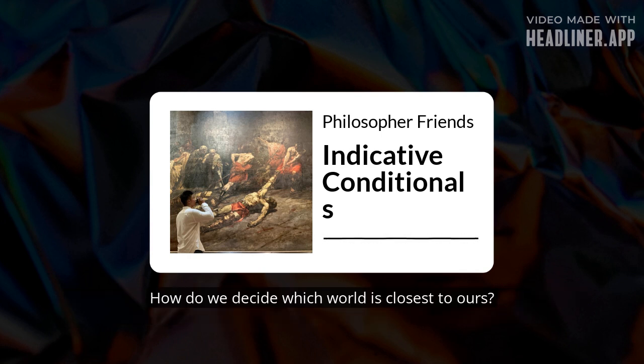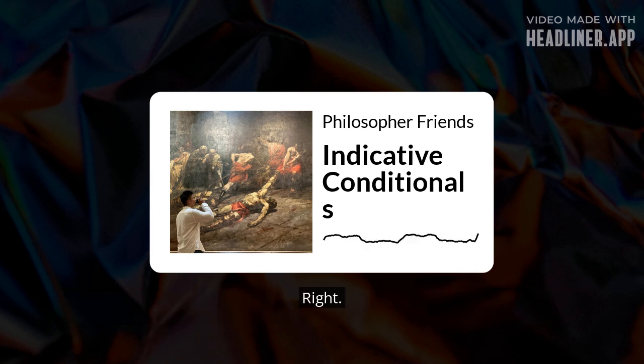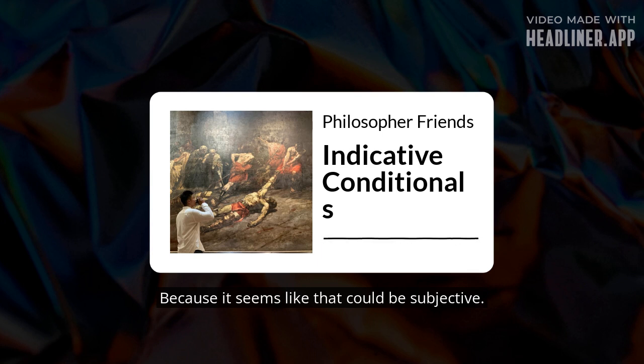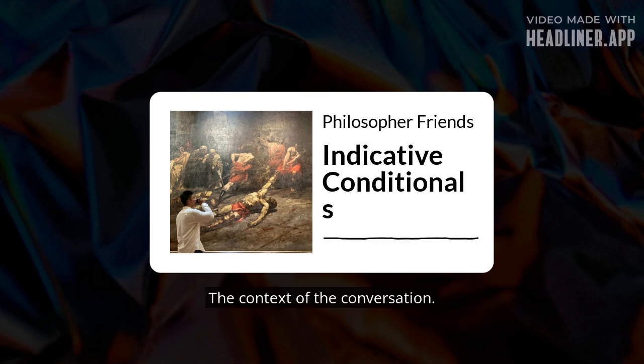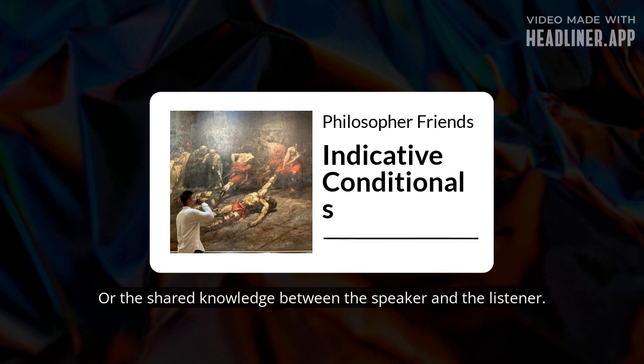How do we decide which world is closest to ours? Right, because it seems like that could be subjective. It could be. It could depend on all sorts of background assumptions. Exactly, and Stalnaker recognized this. He suggested that this idea of nearness can change depending on the context, the context of the conversation, or the shared knowledge between the speaker and the listener.